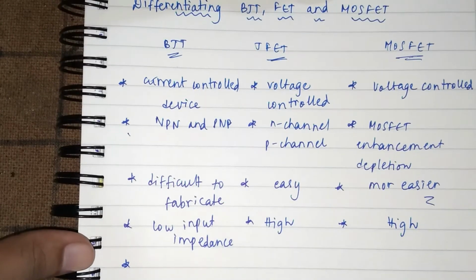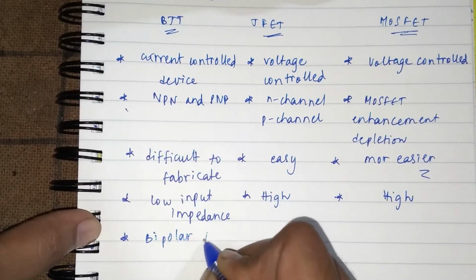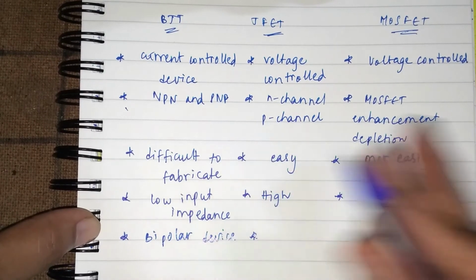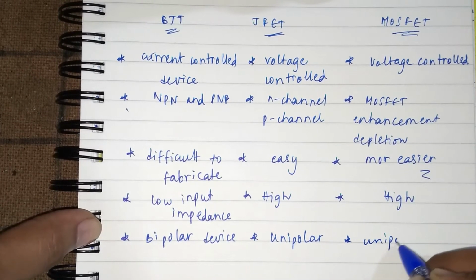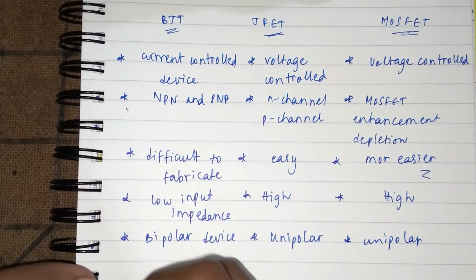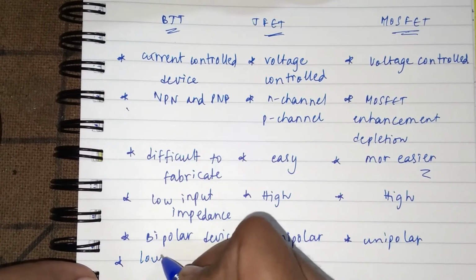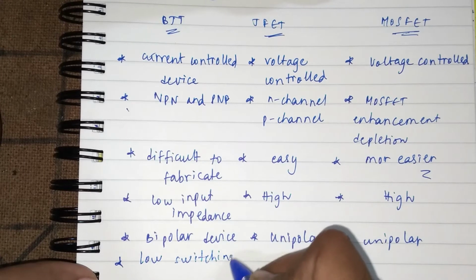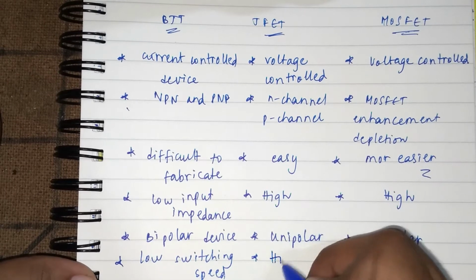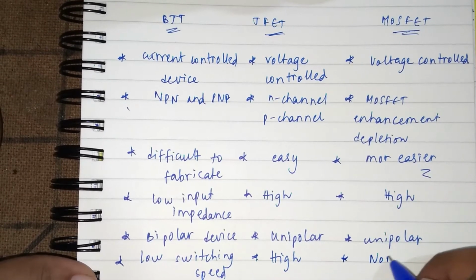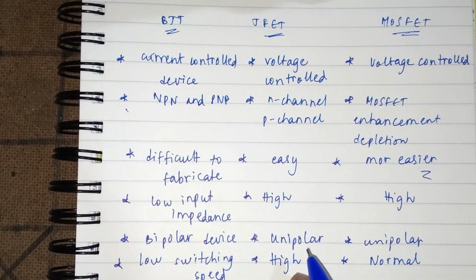We are aware of the fact that BJT is a bipolar device, and both the JFET and MOSFET are unipolar. BJTs have low switching speed, JFETs have high switching speed, whereas MOSFETs have normal switching speed, that is greater than BJT and less than JFET.